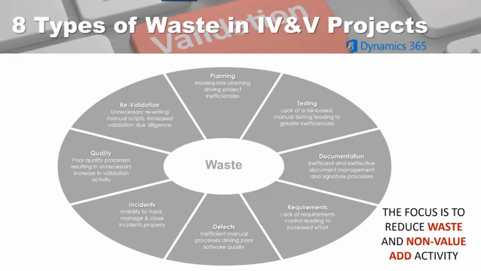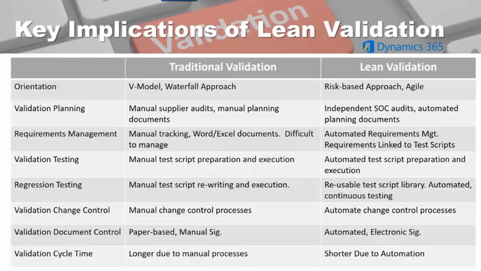And then when you look at defects, quality, you do the math. There's a lot of non-value added wasteful activities in the validation process. So when we look at 365, that's what we're trying to eliminate, and we're trying to enhance the processes to drive greater efficiency. So when you look at the implications of lean validation over traditional validation, you have in traditional validation a V-model kind of waterfall approach where one step follows the next step. In lean validation, this is a very agile, risk-based process.